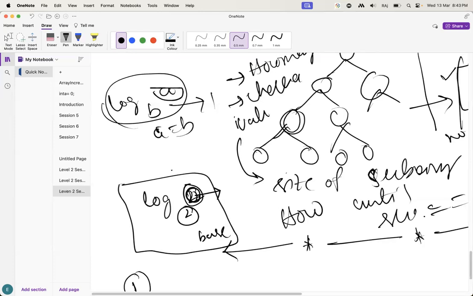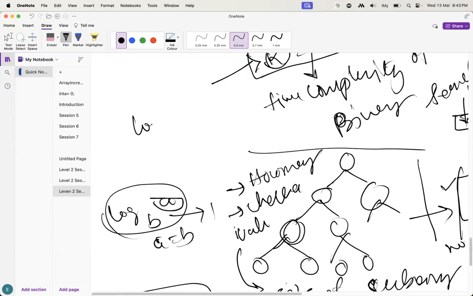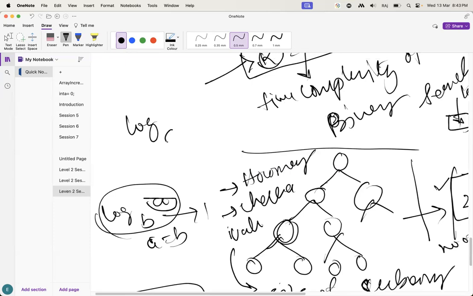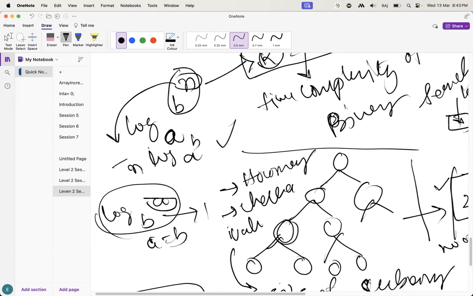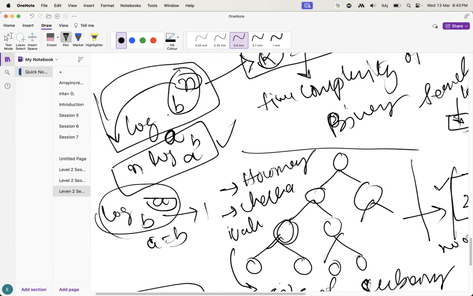It's not cancelling, guys. Here, let's suppose this is the base, and here is the power. That power comes to the front. Guys, this is very basic. You will learn this in, I think, 8th or 9th class. Logarithms, right? A very basic thing.